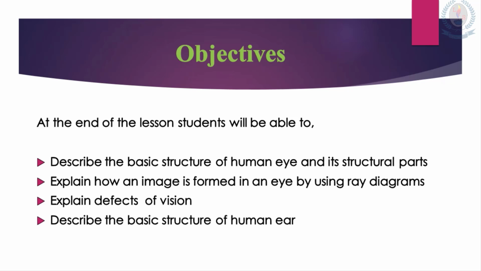These are the main objectives of the lesson. At the end of this lesson, students will be able to describe the basic structure of human eye and structural parts. Explain how an image is formed in an eye by using ray diagrams. Explain defects of vision. Describe the basic structure of human ear.